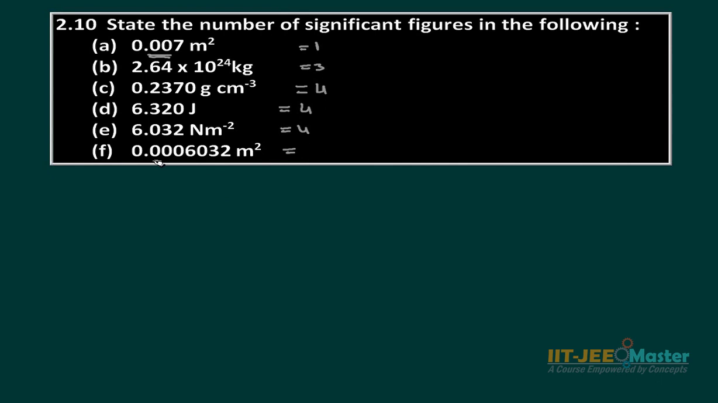While here these 3 zeros are not significant because it is on the right side of the decimal and the total number is less than 1. So there is no non-zero digit on this side. First non-zero digit is here. First non-zero digit is 6. Zeros are on the left side of the 6. So these 3 zeros are not significant. Only these 4 digits are significant. So we are on the answer.